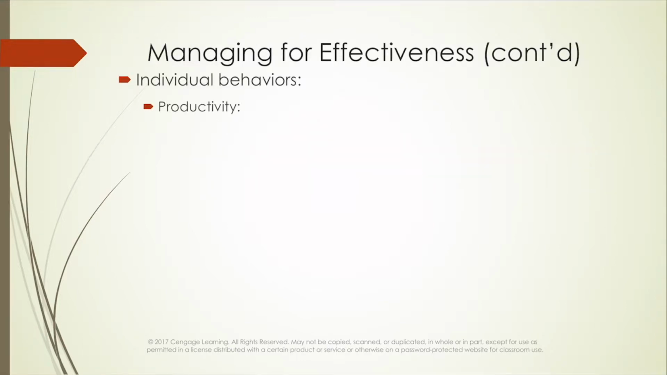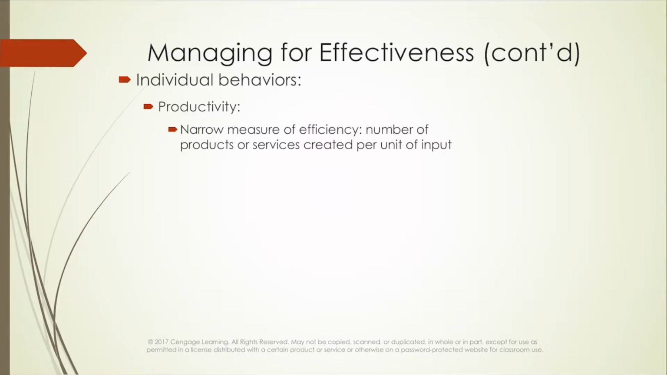Now you have individual behaviors, and the idea or the concept of productivity. Narrow measure of efficiency, the number of products or services created per unit of input. So if you're measuring productivity, this is the formula that you use. The number of products created per unit of input. So a person that is putting out 100 units a day, that's the measure of their efficiency and so forth. But it's what they create per unit of input.